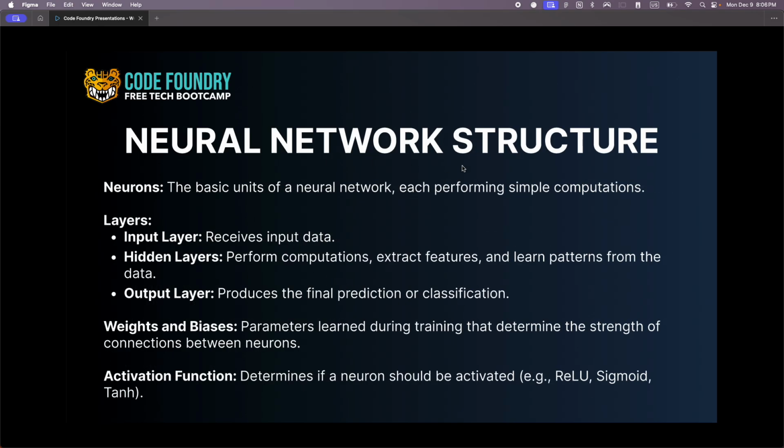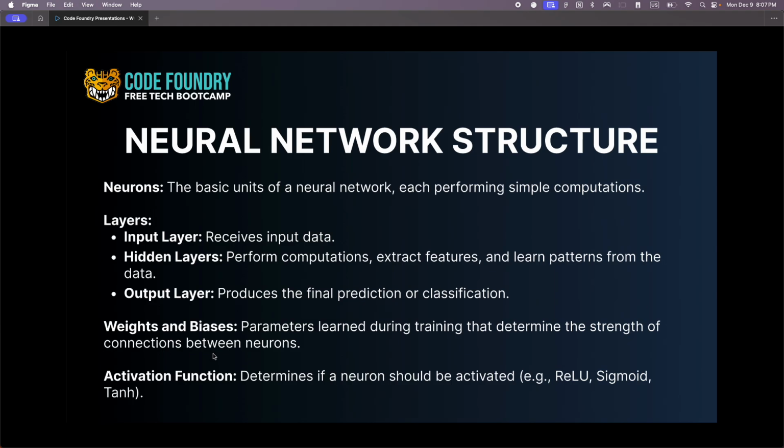The way that neural networks are structured is that we have neurons. Neurons perform simple computations and have simple weights associated with them. They're the basic core unit of our neural networks. And then we have layers, which are groups of neurons. And so what these layers do is that each one has a purpose. We have the input layer, which receives our input data. We have hidden layers, which perform the computations with groups of neurons and learn patterns. And then we have output layers, which produce the final prediction.